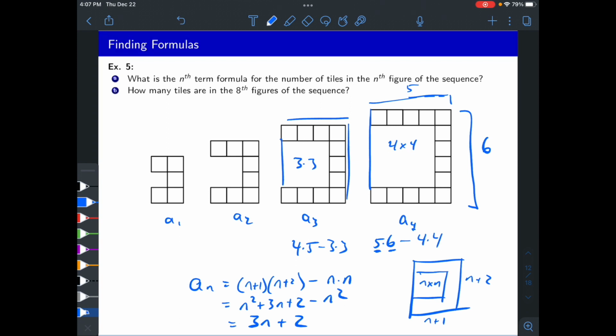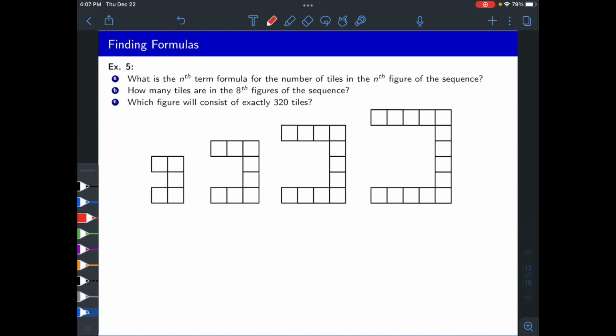So again, many ways of thinking about doing this. And this is really nice too, because now if I wanted to ask how many tiles are in the eighth figure of the sequence, all I have to do is plug 8 into this answer. So a sub 8 is equal to 3 times 8 plus 2. 24 plus 2 is equal to 26. So the answer is there are 26 tiles in the eighth figure.